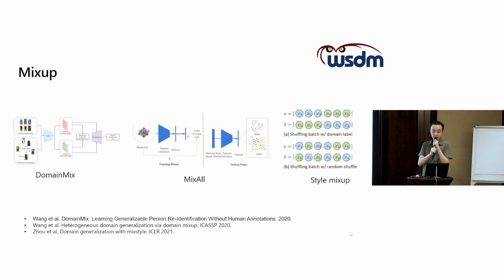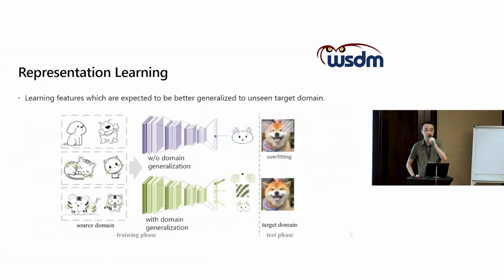Okay, so this is about the data augmentation part. The second part will be representation learning. The idea of representation learning is whether we can learn features, which we call environment features. We expect this kind of feature to be shared across the domains. And if this kind of feature can be better shared across the domains, then we can also expect such features to be generalized to these unseen but related target domains.